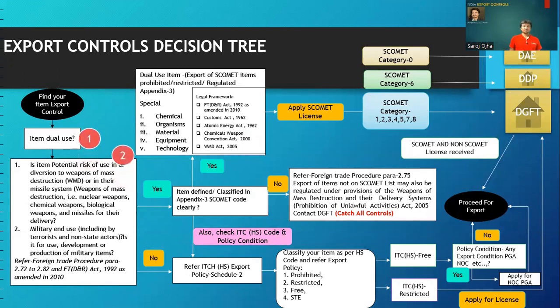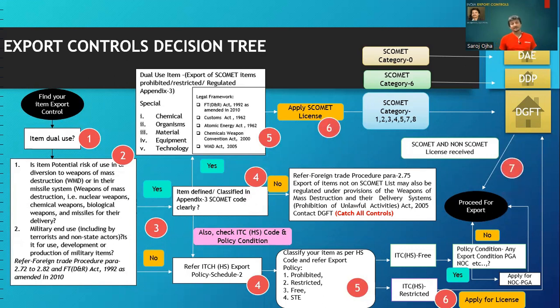Now coming to the export control decision tree. This is very important to understand. Before proceeding for export, you need to understand whether your item is a dual use item or not. If it is not a dual use item, then you can find whether that item is prohibited, restricted, or free. If your item is a dual use item, just go through it and refer to the SCOMET policy. In SCOMET policy, you need to classify.